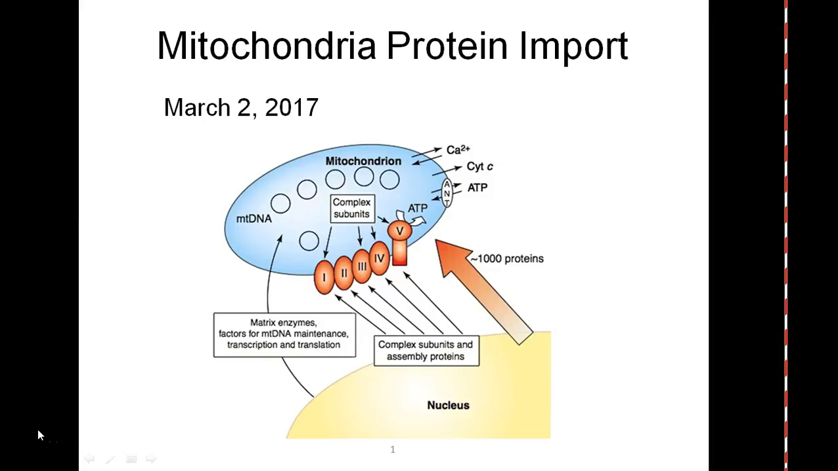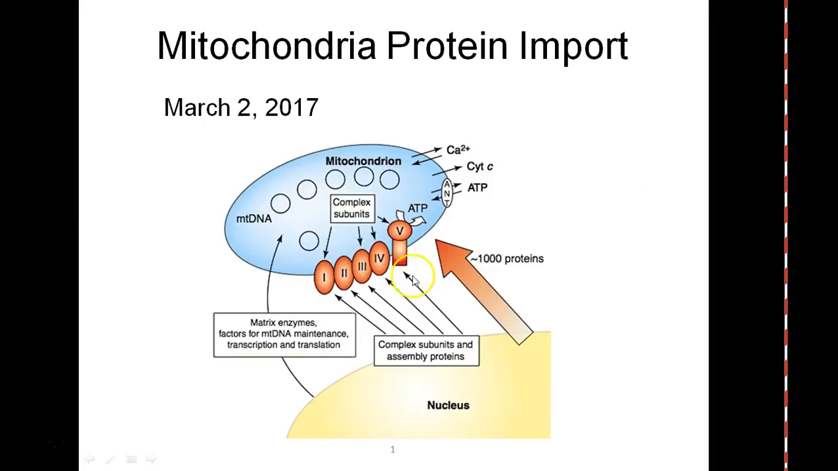Last time we talked a lot about mitochondria structure and function, and today we're going to talk about protein import. The whole goal for this lecture is to show you that mitochondria are not completely independent organelles. They are heavily dependent on the nucleus and on the import of a lot of nuclear-encoded proteins. These are translated on cytoplasmic ribosomes, and they need to be successfully imported into the mitochondria in order to support and maintain correct structure and function of those organelles.